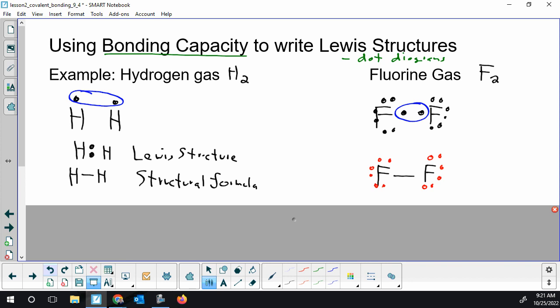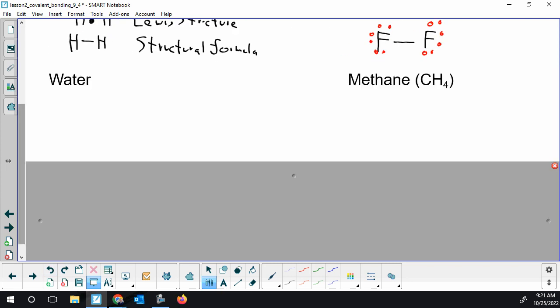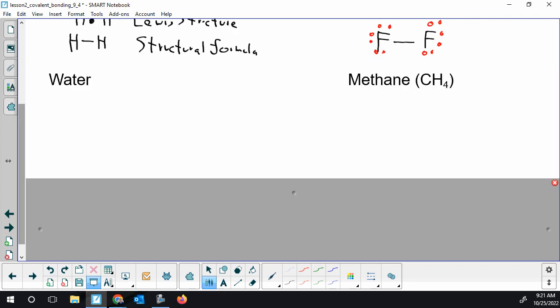So that's 2 examples. I'll start going a little bit quicker and we'll get a little bit more complex. We've got water, H2O.